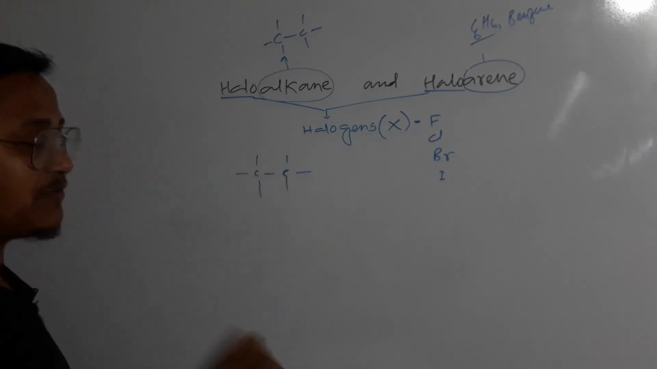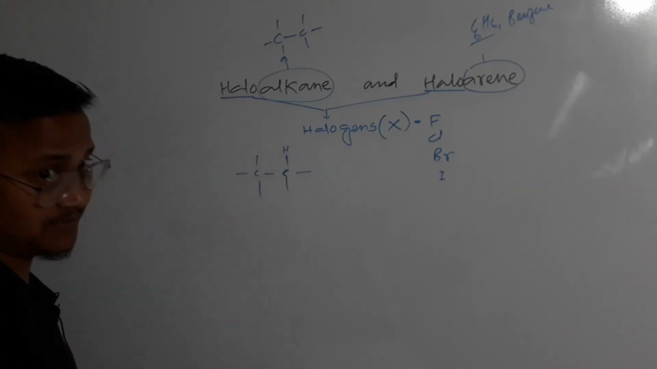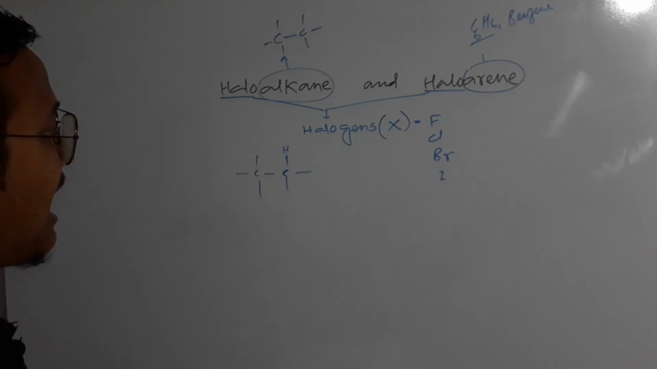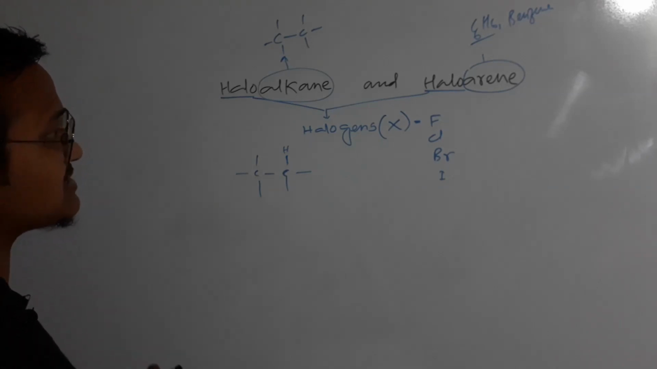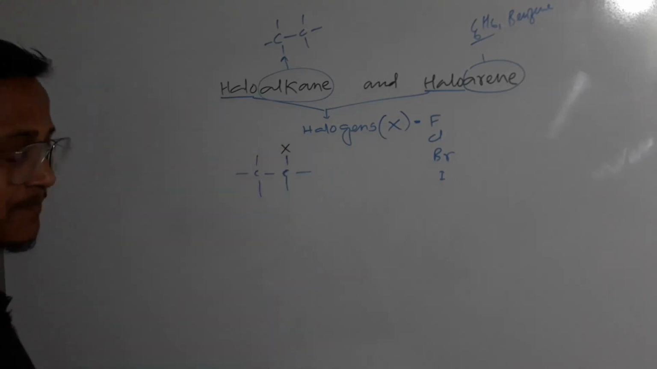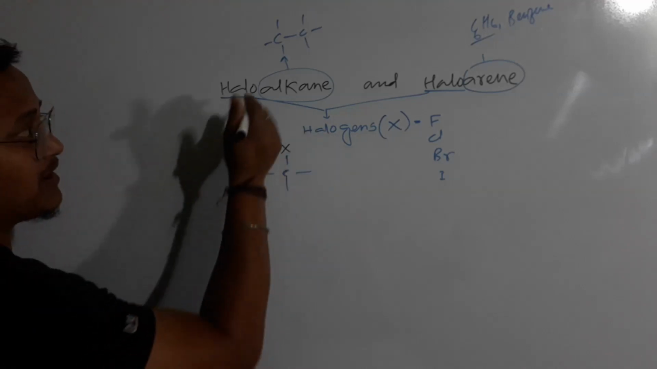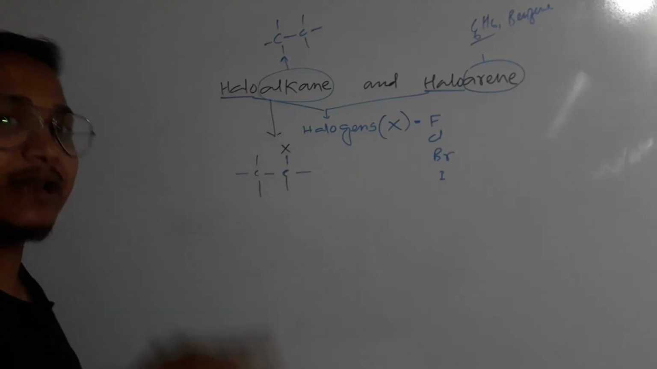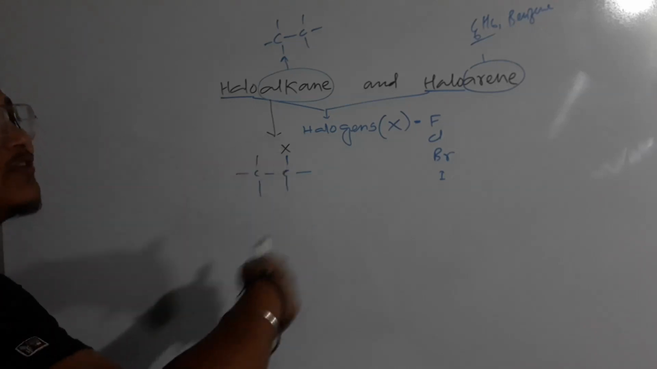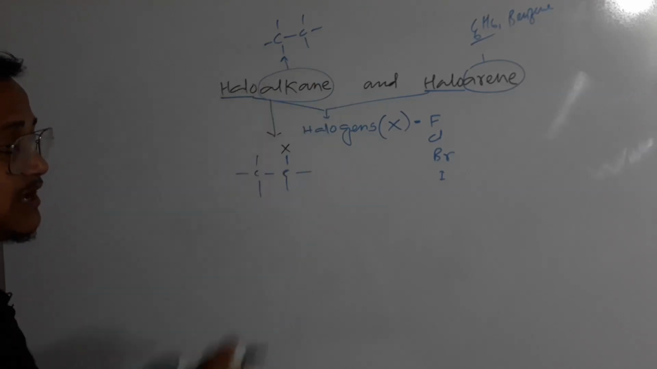So consider here I am having hydrogen. Earlier here I am having hydrogen. Now I have just replaced this hydrogen by any one of these halogens, say X. Clear? This compound will be called a haloalkane. It means in a carbon-carbon single bonded compound we have some halogen attached to the carbon atom, and that is our haloalkane.